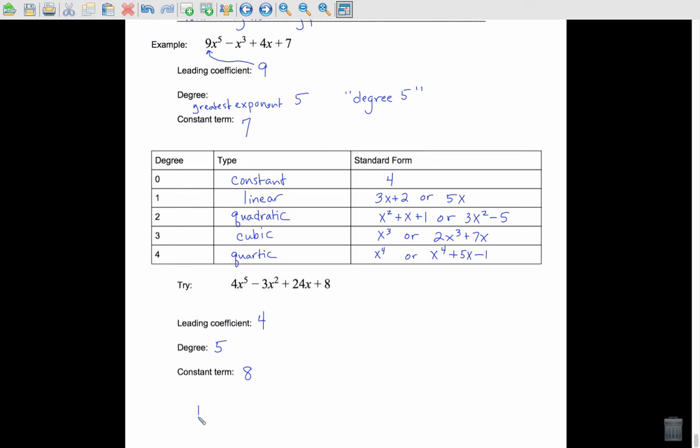Okay, so you're going to use this page to now complete the Khan Academy assignment, and it's an intro to polynomials. Okay, so now go to Khan Academy, and you want to complete the intro to polynomials, and you want to have this page of notes out.